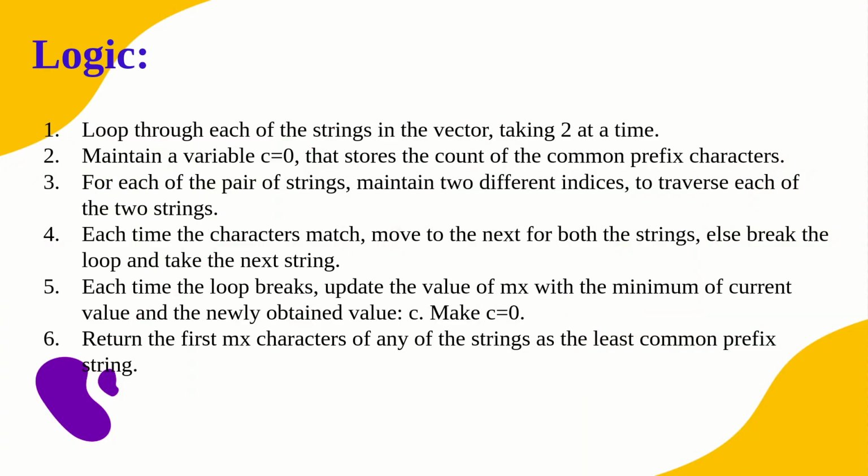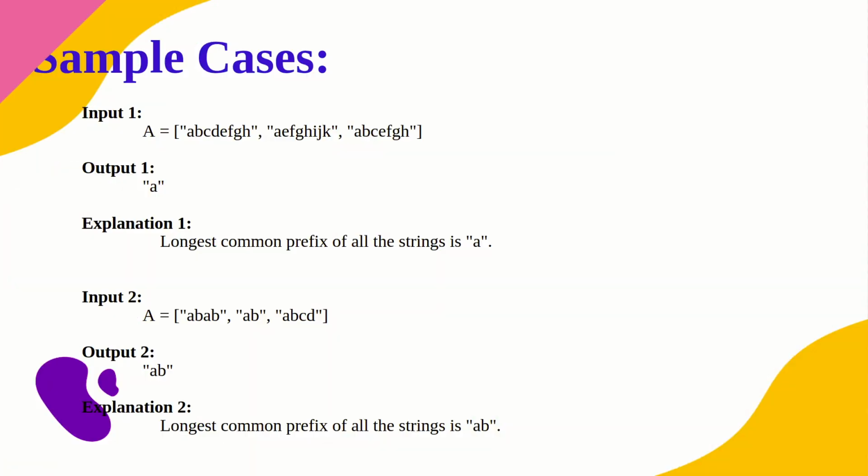So this is the logic that we are going to take into consideration, and I'll explain why this is as simple as doing these many steps. First of all, loop through each of the strings in the vector, taking 2 at a time. This is the given array. Just loop through all the strings, taking only 2 at a time.